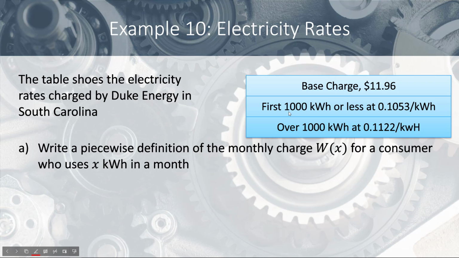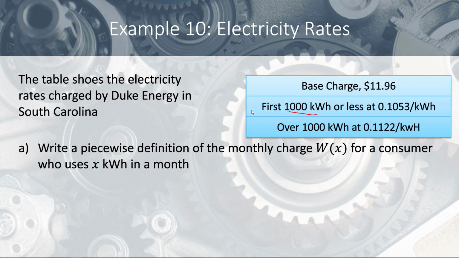Then for the first 1,000 kilowatt hours that we use, we are going to be charged $0.1053. And then once we go over that 1,000 kilowatt hour threshold, we'll be charged $0.1122. Or you could say for the first 1,000, we're charged 10.53 cents per hour, and then we're charged 11.22 cents per hour once we go over the 1,000 mark. And we need to come up with a piecewise definition for the monthly charge.